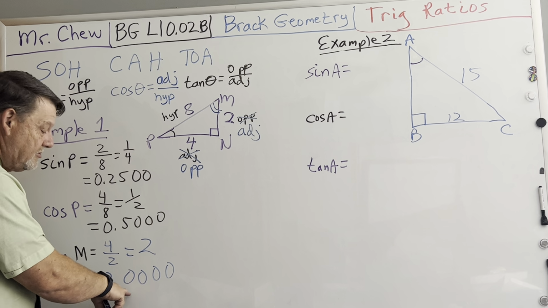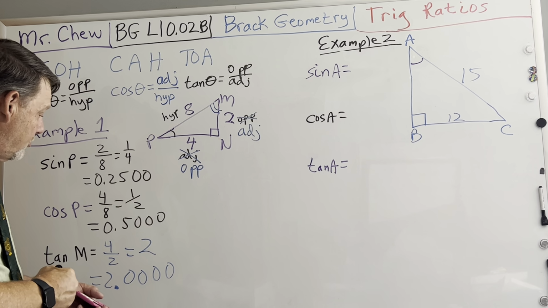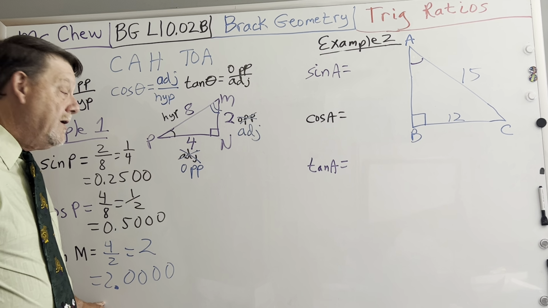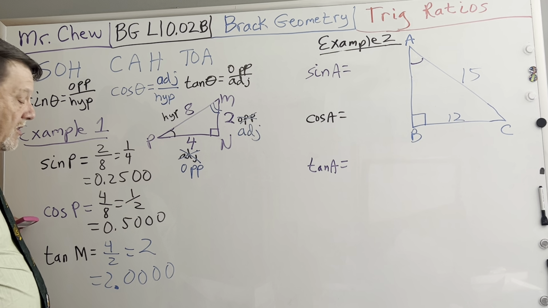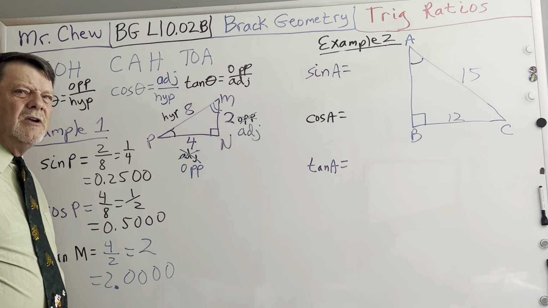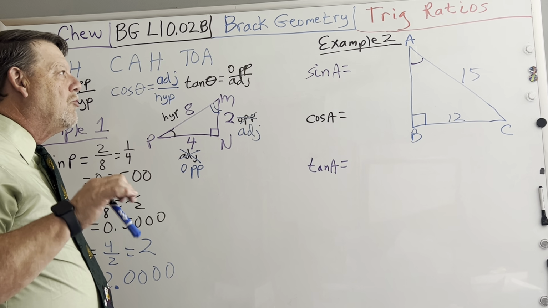Now, I will say this. The tangent is the only trig ratio or decimal that can be over 1. Every sine, every cosine is between 0 and 1. When you get into pre-calc and calculus, they'll explain that using graphs.